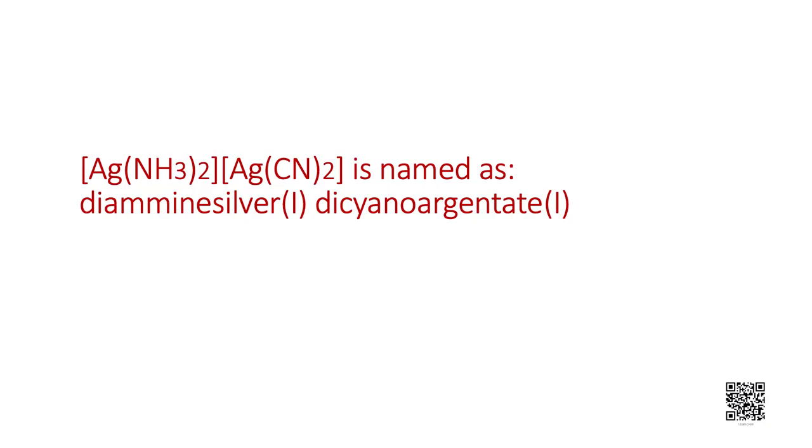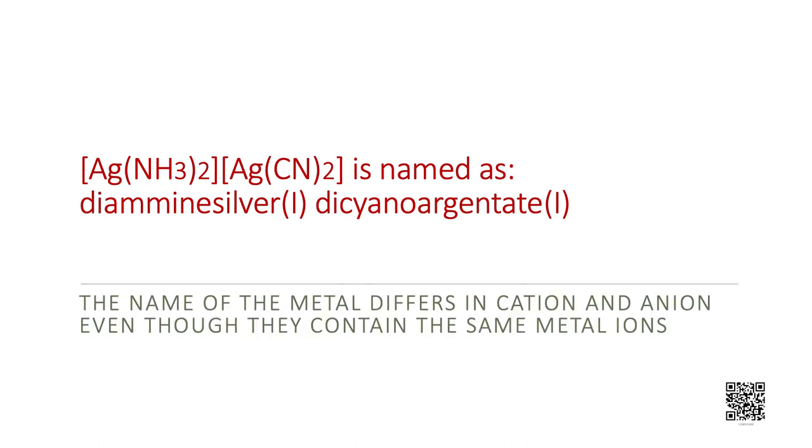Remember that you never have to indicate the number of cations and anions in the name of an ionic compound. Let us learn naming of another coordination compound where both cation and anion are the coordination entities. It is named as diamminesilver(I) dicyanoargentate(I). Please notice how the name of the metal differs in cation and anion, even though they contain the same metal ion.